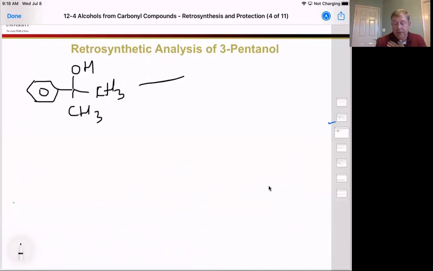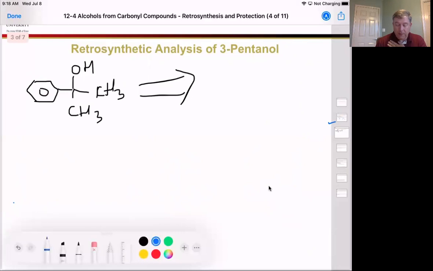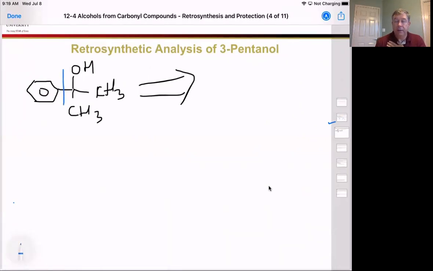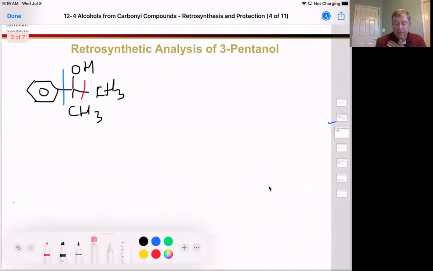And so we actually have a couple different options for doing this. We can cut the chain in this position here, which would give us a different ketone, or we can cut the chain here and give us a different ketone. So let's do it in two different strategies and look at two different methods. Let's look at that breaking with the blue line first here, okay?